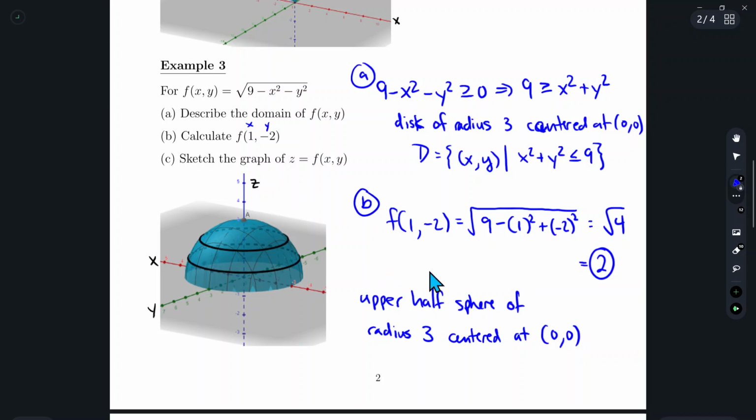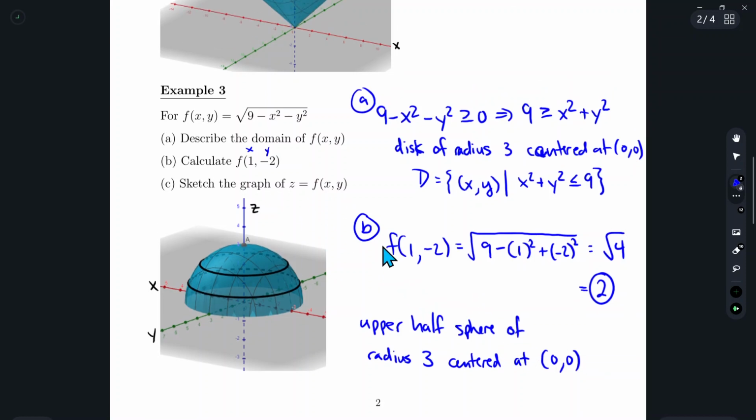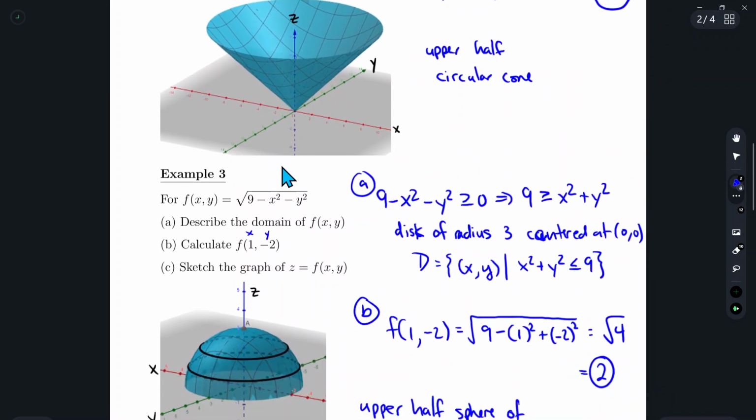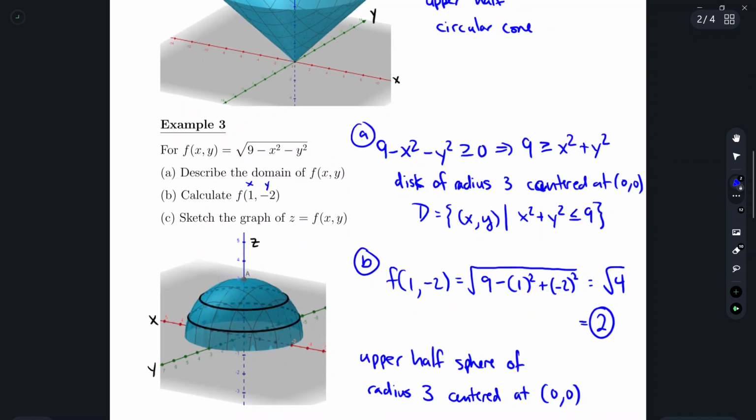Okay, so that's example 3. So these are all sort of typical types of surfaces you encounter in this course.